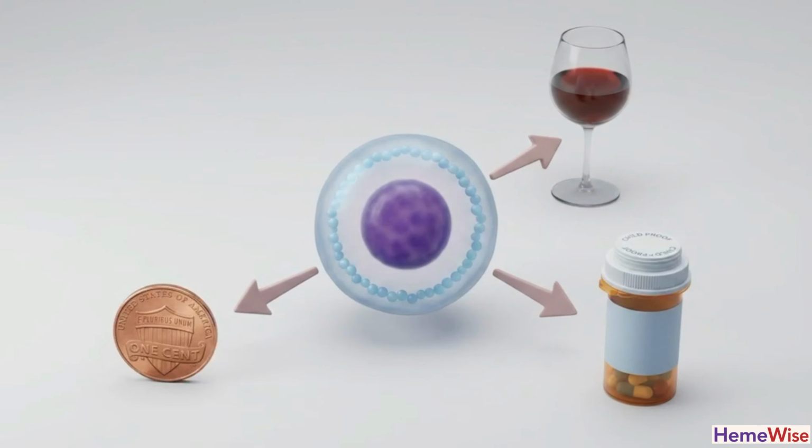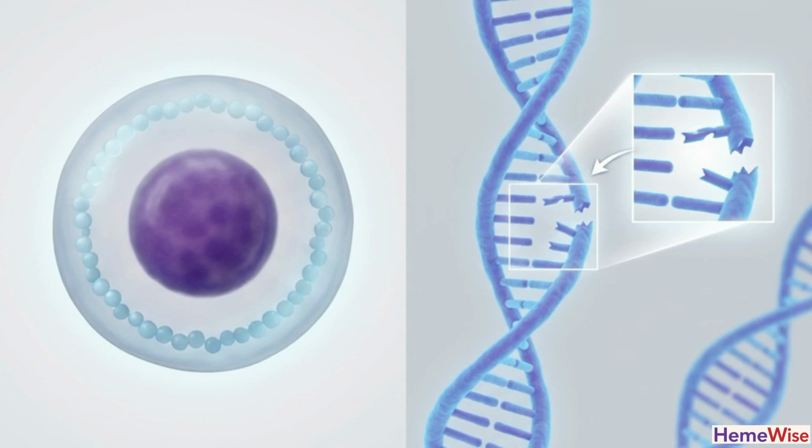Ring sideroblasts are a morphologic finding with a broad differential, including copper deficiency, alcohol use, and certain medications. They are not specific for MDS and must be interpreted alongside genetic markers like the SF3B1 mutation.